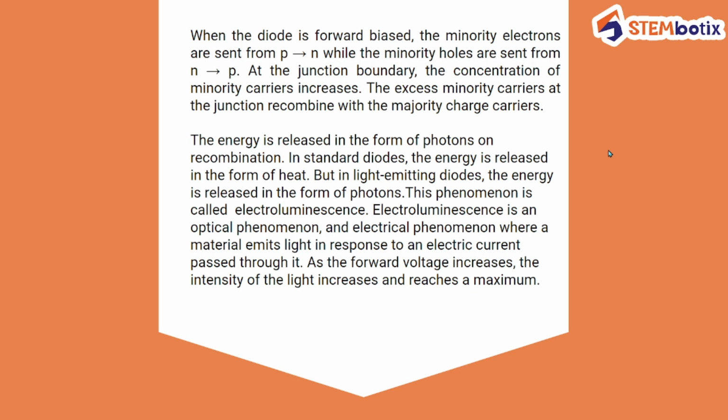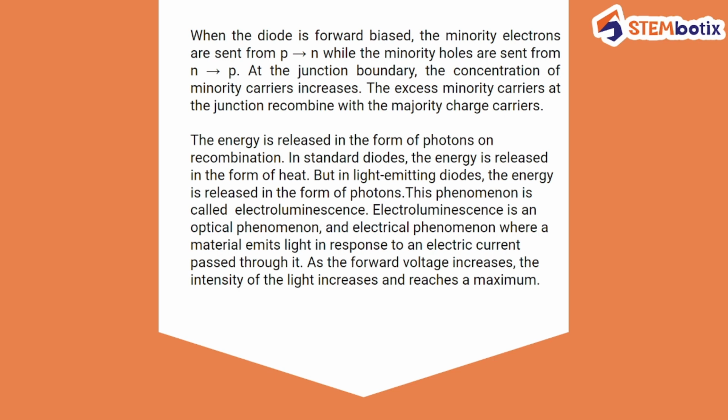Because of this recombination process, the junction boundary increases in the amount of minority charge carriers. Now the excess minority carriers at the junction recombine with the majority charge carriers. The energy is released in the form of photons on recombination. So this process of recombination results in photons, or in return photon energy is produced.